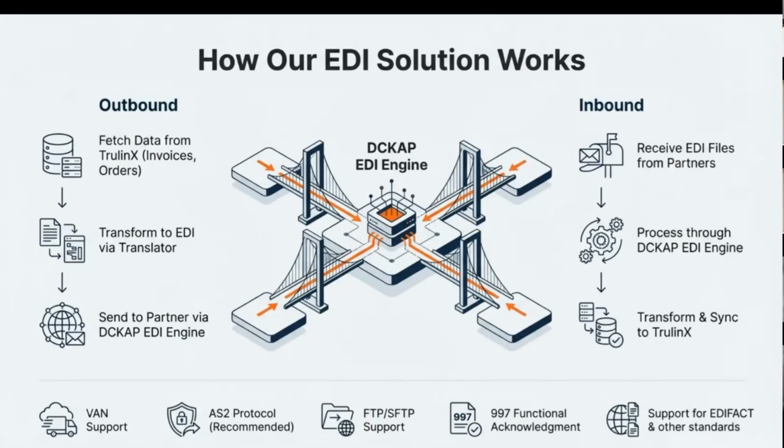How our EDI solution works is, we have two types. One is outbound and another is inbound. Outbound is basically where we fetch data from TrulinX. It can be invoices, it can be orders. We translate the TrulinX data into an EDI file via our DCKAP EDI translator, and then we send the EDI file to the trading partner. We do it through the DCKAP EDI engine.